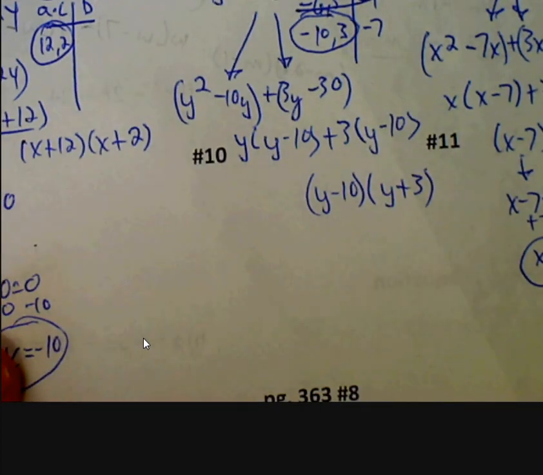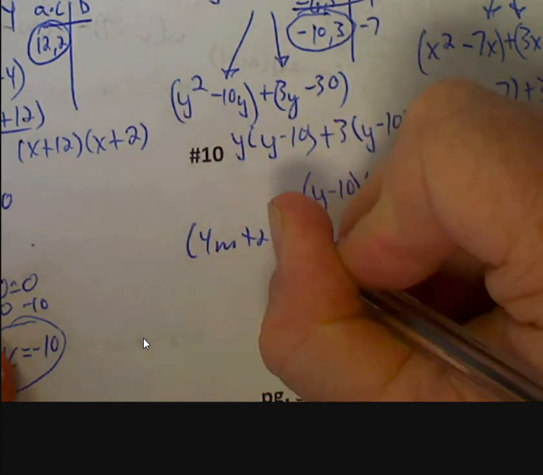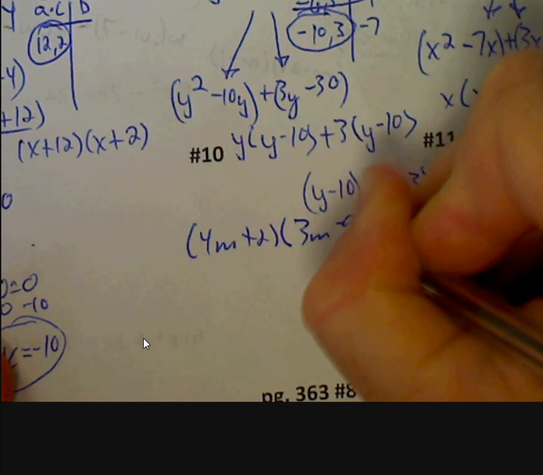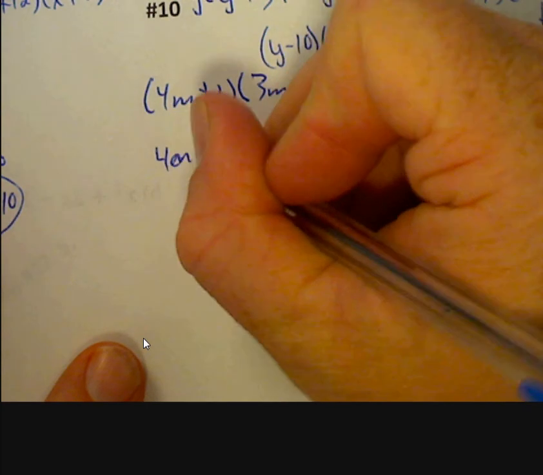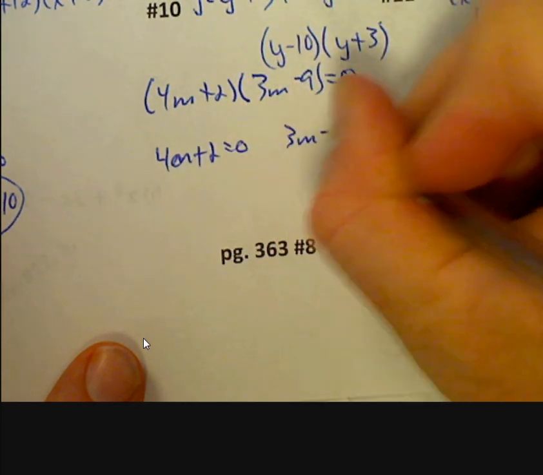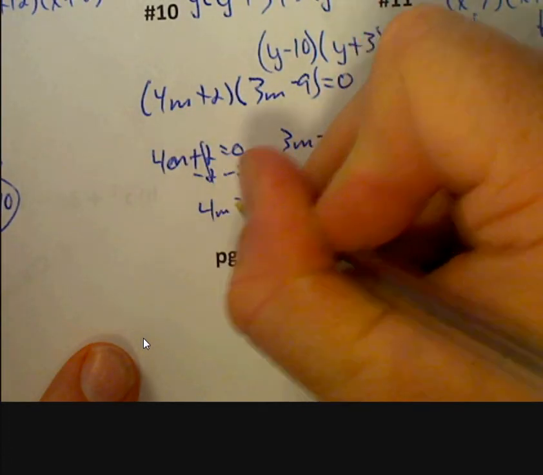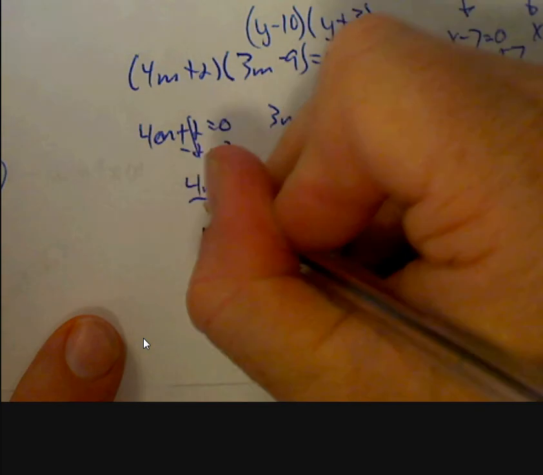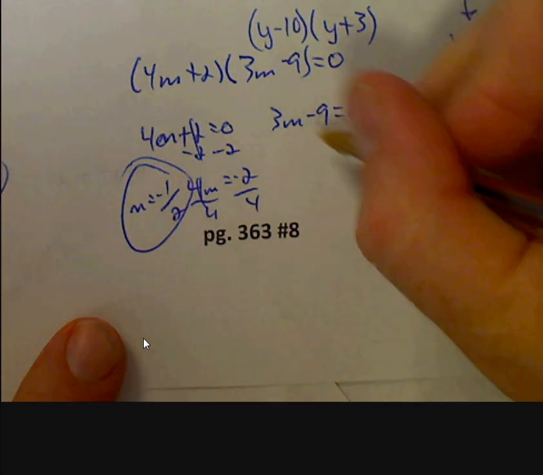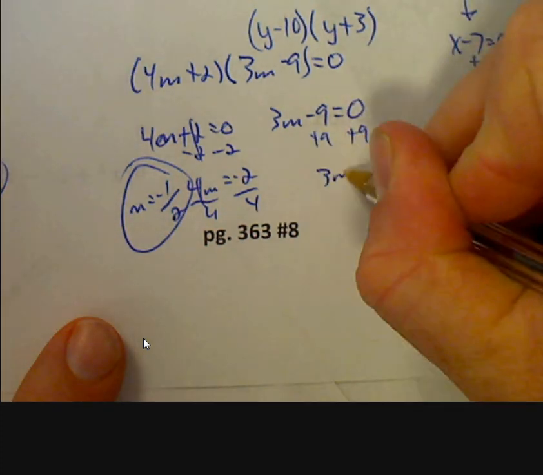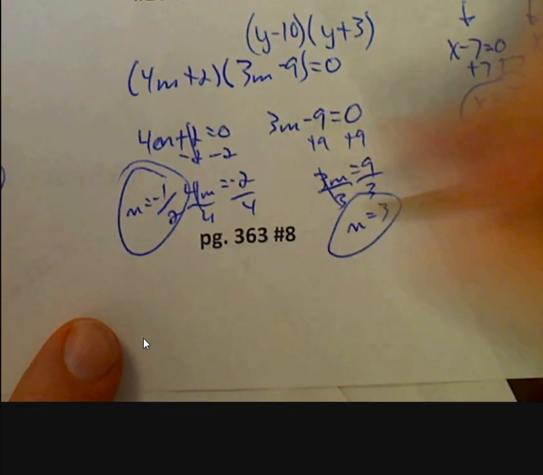Number 10. 4m plus 2, 3m minus 9 equals 0. So I need to set each part equal to 0. So 4m plus 2 equals 0, 3m minus 9 equals 0. Minus 2, so 4m equals negative 2. Divide by 4, and I get m equals negative 1/2 if I reduce. Add 9, 3m equals 9, divide by 3, and I get m equals 3.